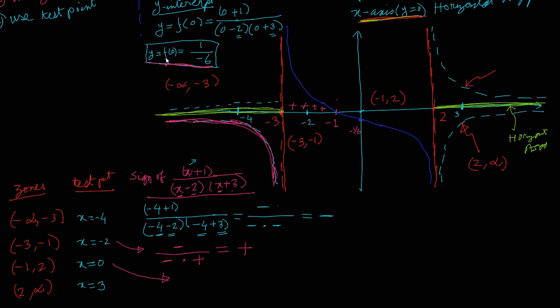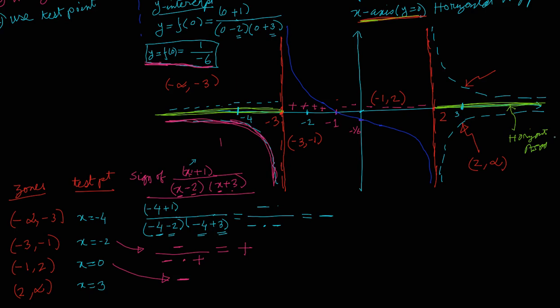Now I just want to remind you, when x equal to 0, my function at 0 is negative 1/6, so it is negative and I don't have to do anything. I already know the sign is negative, so in this zone my graph must be below the x-axis, which it already is. Now let's look at the last one.